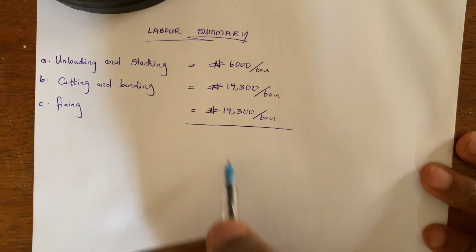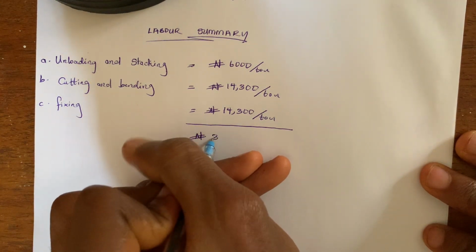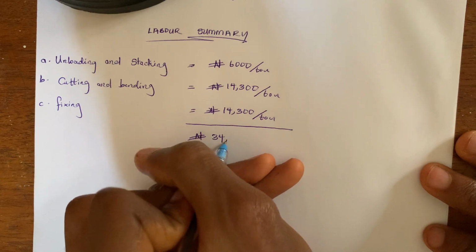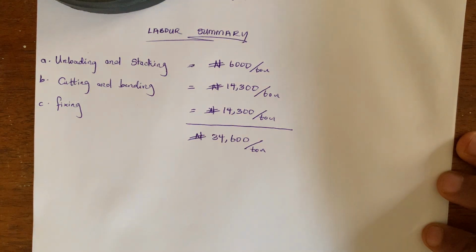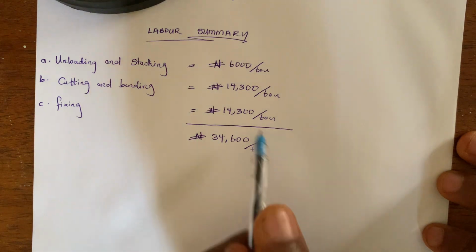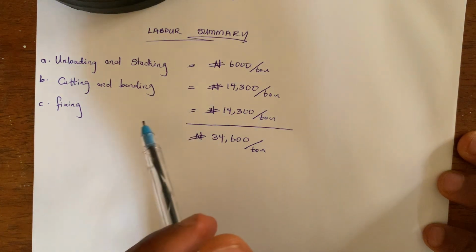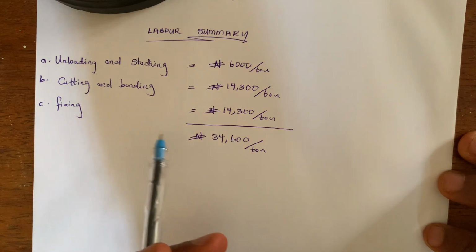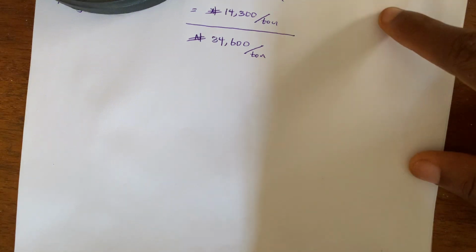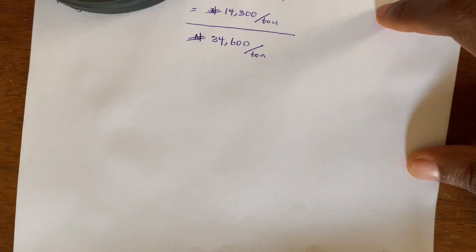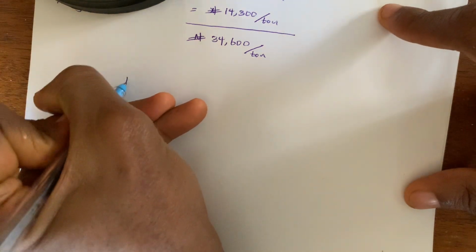So when you add everything together, the total cost for our labor will be 34,600 naira per ton. So this is what we are going to be spending for the labor, which consists of unloading and stacking, cutting and bending, and fixing of the reinforcements. Since we've done the summary for our labor, we can now do the total summary, which consists of our materials and our labor.